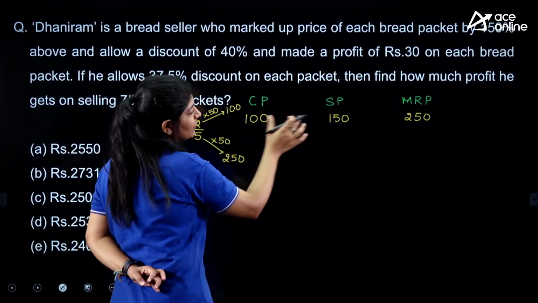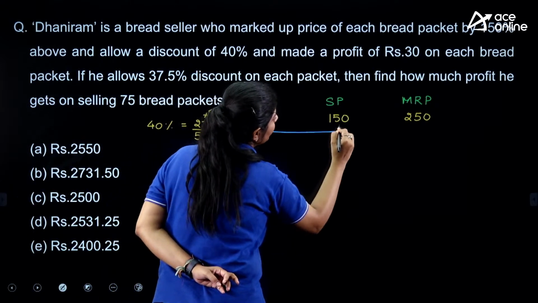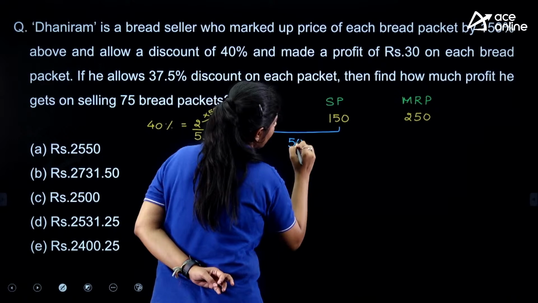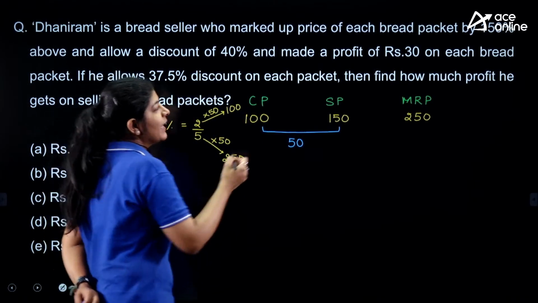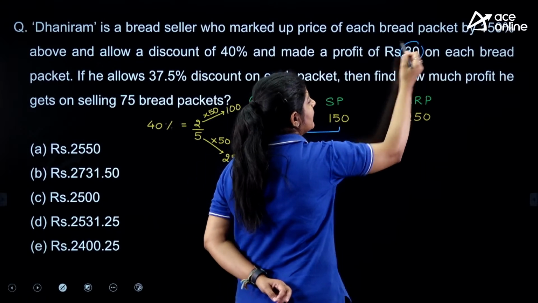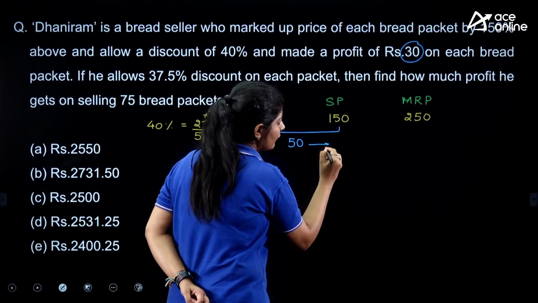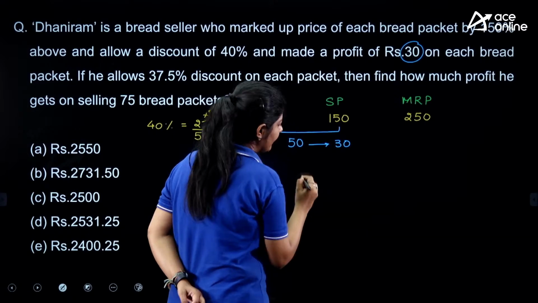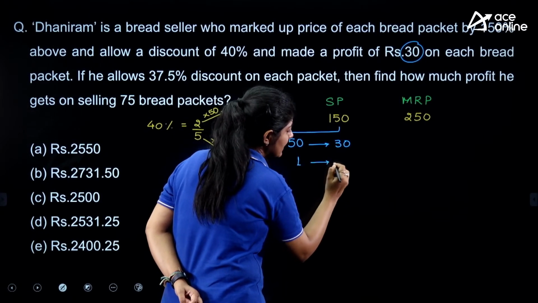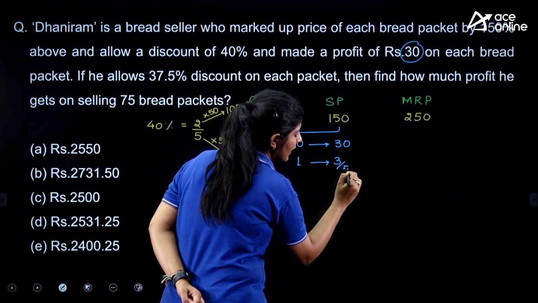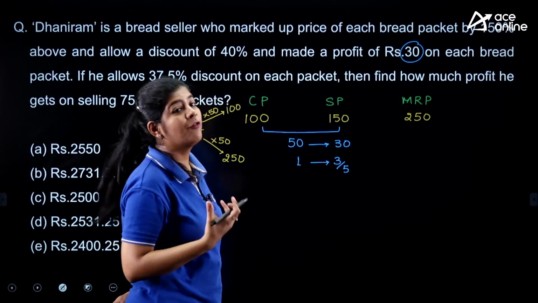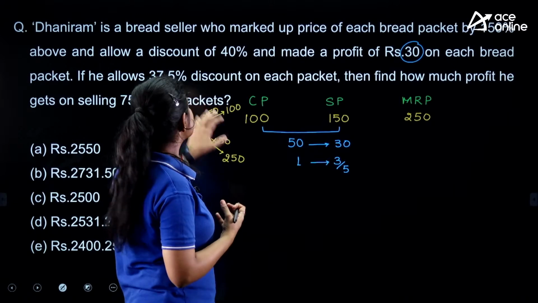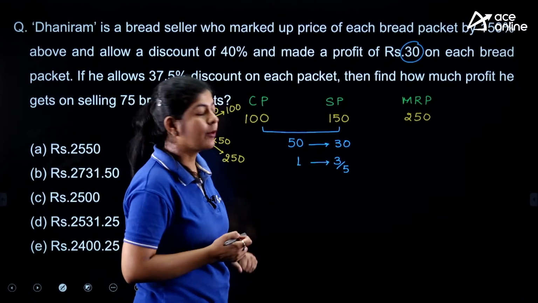So according to this ratio, I am getting a profit of 50 rupees on each packet. But according to the question, I am only getting a profit of 30 rupees. That means the value of this 50 is nothing but 30, so the value of 1 is nothing but 3 by 5. If it is so, then what we have to do? We have to find out the profit made by him if he is giving a discount of 37.5%.